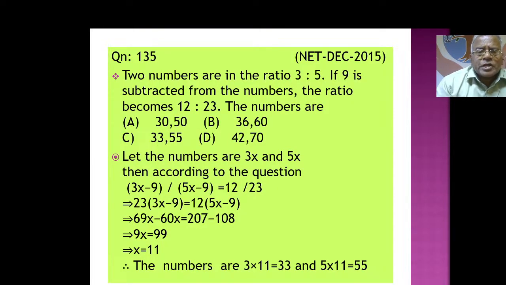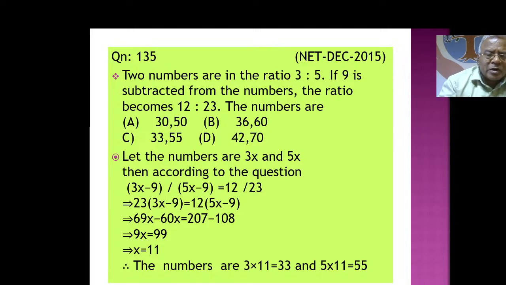Two numbers are in the ratio 3:5. If 9 is subtracted from the numbers, the ratio becomes 12:23. What are the numbers they are asking? Normally when there is a ratio problem, we have x on the number. So let the numbers be 3x and 5x. According to the question, 9 is subtracted from the numbers, so 3x minus 9, and the ratio will be 12:23. So (3x minus 9) by (5x minus 9).